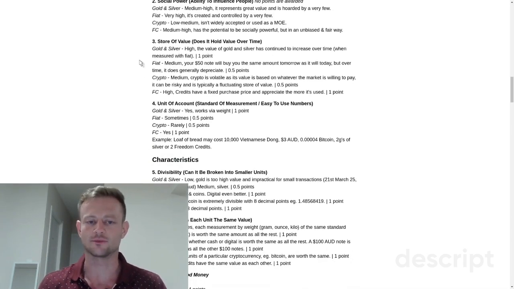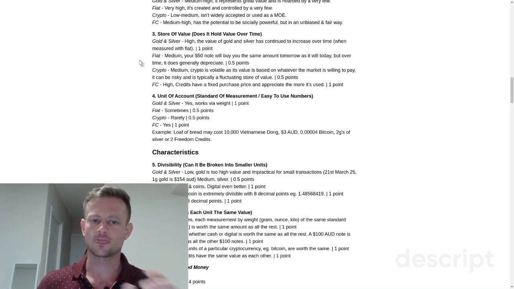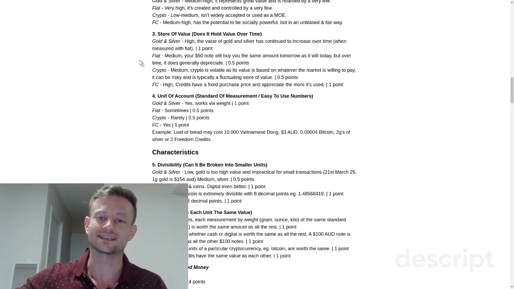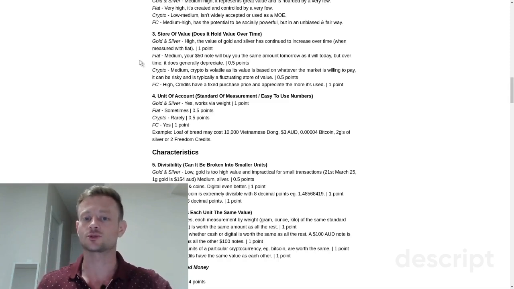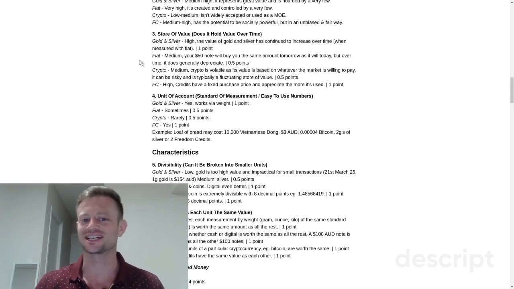So let's move on from there to point 3, which is as a store of value. Does the money or currency hold value over time? So with gold and silver, everyone knows that it does. When we're measuring it with fiat currency, it seems to appreciate, but that's just really because the fiat currency is depreciating. So that's high, exactly, 1 point.